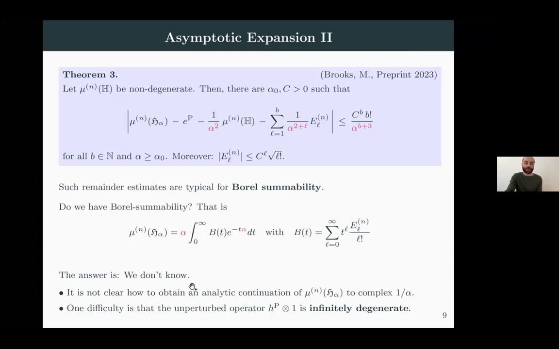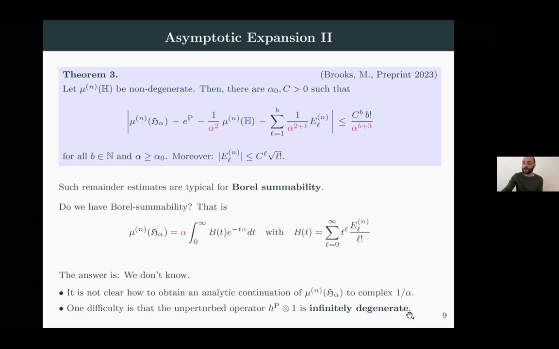And the reason for this is that Borel summability in particular requires an analytic continuation of the eigenvalue to a certain complex domain. And so far, it is not clear to us how to obtain such an analytic continuation of these eigenvalues. It seems that one of the difficulties is again related to the fact that the unperturbed operator only lives on the electron subspace. So in particular, the unperturbed eigenvalue problem is infinitely degenerate.